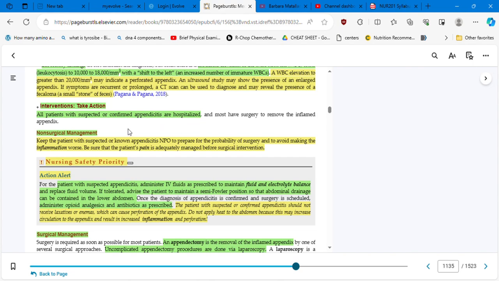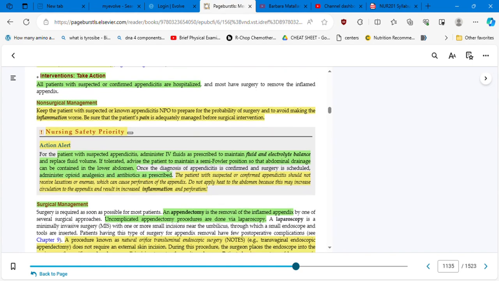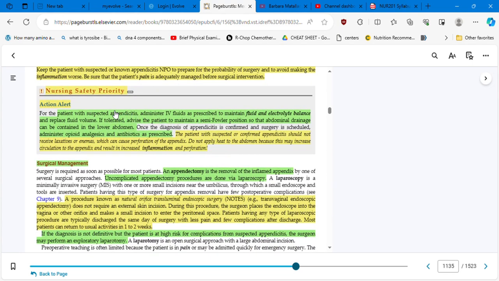So the non-surgical management: keep the patient with suspected or known appendicitis NPO, nothing per oral, to prepare for the probability of surgery and to avoid making the inflammation worse. Be sure that the patient's pain is adequately managed before surgical intervention. Again, treat the symptoms. Nursing safety priority. Action alert. For a patient with suspected appendicitis, administer IV fluids as prescribed to maintain fluid and electrolyte balance and replace fluid volume. If tolerated, advise the patient to maintain a semi-Fowler position so that the abdominal drainage can be contained in the lower abdomen.